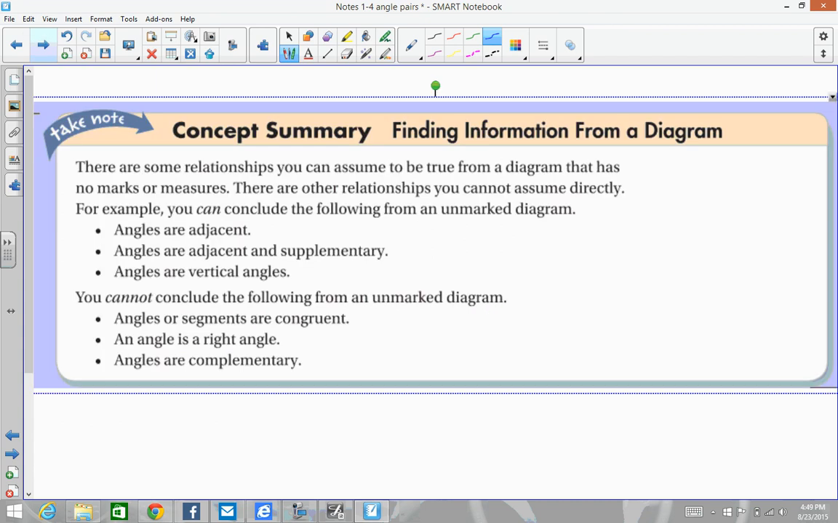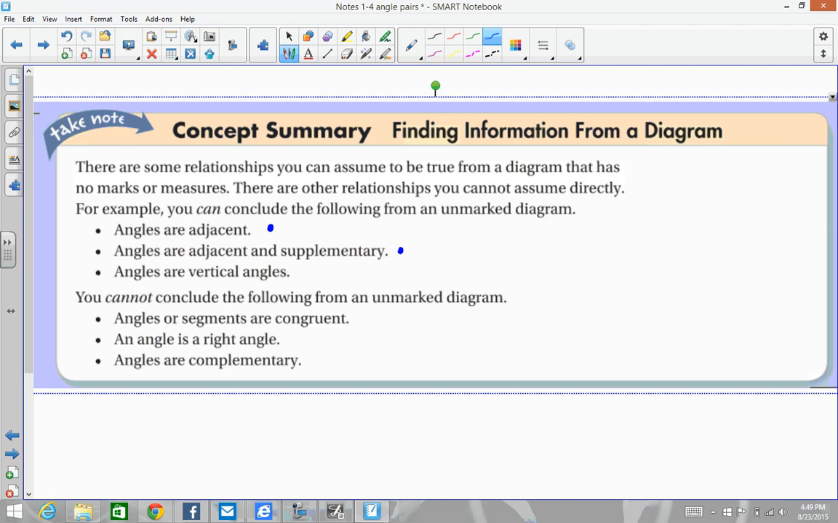All right, so a little information about diagrams. There are some relationships that you can assume are true with no marks or measures, and there are other relationships you cannot assume true. Some things that you can assume are angles that are adjacent, because you have a picture of those and you can look at the picture and tell. And you can tell if they're adjacent supplementary, and one of the reasons would be that you can see a little straight angle, which sometimes makes a linear pair.